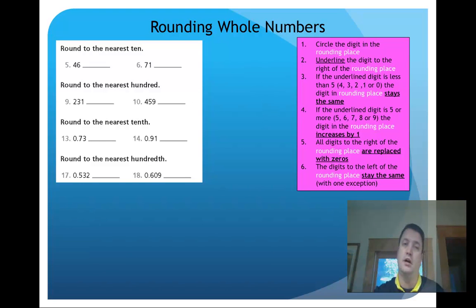All right, so let's take a look at this in action. All right, so we're going to round these numbers to the nearest 10. So we're going to follow those steps. We're going to round it to the nearest 10. So we're going to circle a digit in the rounding place, which is the tens place. Okay, and I'm going to underline the digit to the right of the rounding place. It happens to be a 6. If the underlined digit is less than 5, it's not, so I'm going to skip down to step 4. If the underlined digit is 5 or more, it is, I have to increase the digit in the rounding place by 1, which means this 4 is going to turn into a 5, and the other place value here is replaced by 0. There's only one place value.